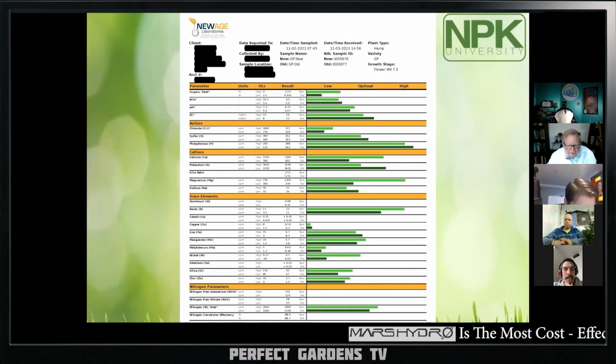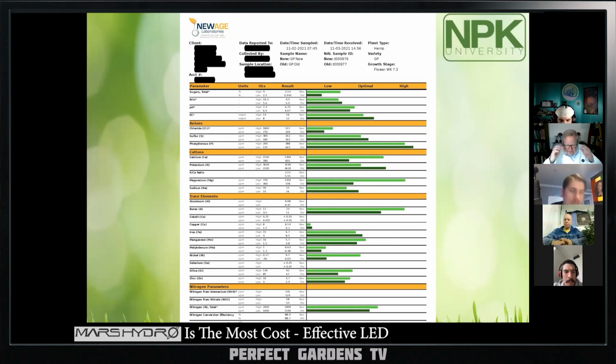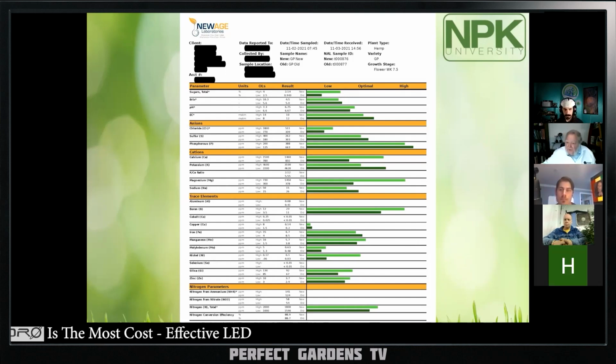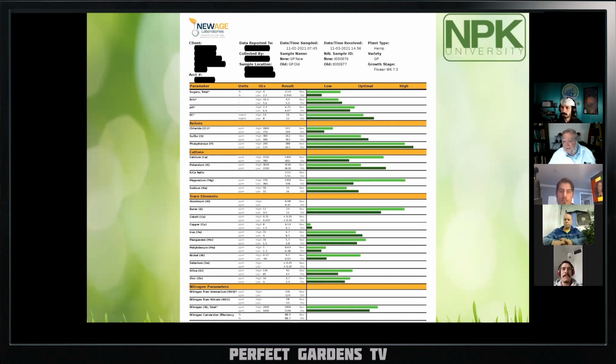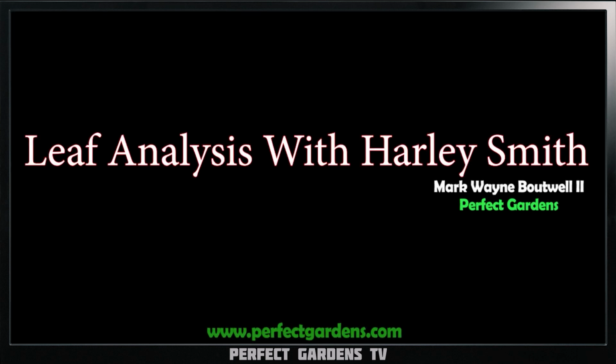It says nitrogen conversion efficiency, and that's how efficiently the plant converted the inorganic nitrogen, the ammonium or nitrate nitrogen, into organic nitrogen. Let's go ahead and get into a leaf analysis with Harley Smith.